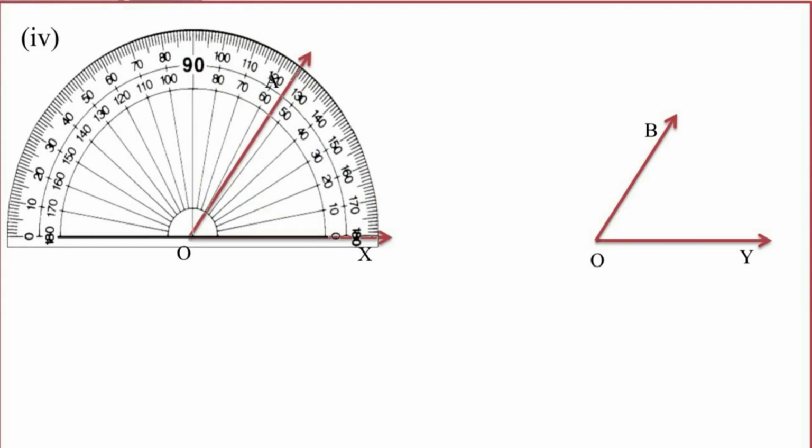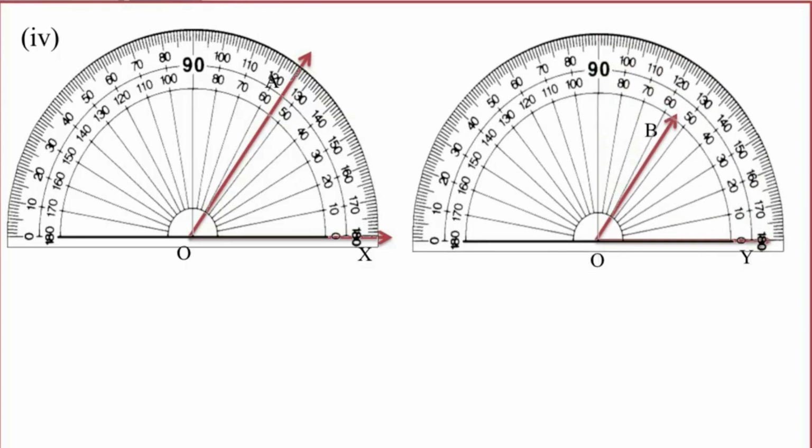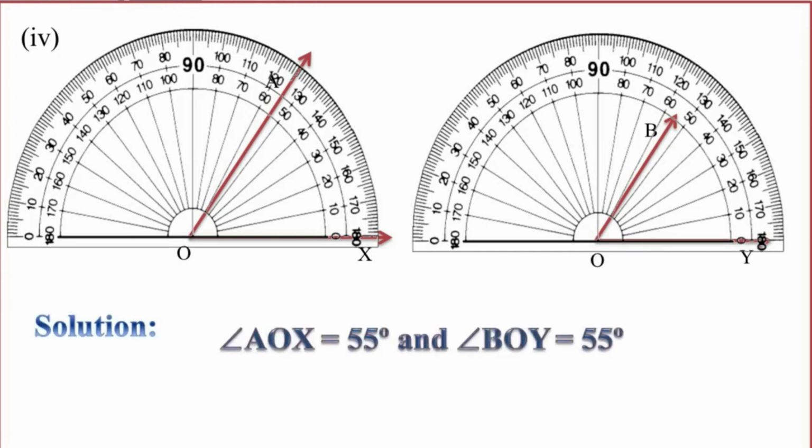So we use it. The first angle's measure is 55 degrees. Angle AOX is 55 degrees. Likewise, the second angle's measure is also 55 degrees. Therefore, angle BOY is equal to 55 degrees. Solution: angle AOX is equal to 55 degrees and angle BOY is equal to 55 degrees. Therefore, angle AOX is concurrent to angle BOY.